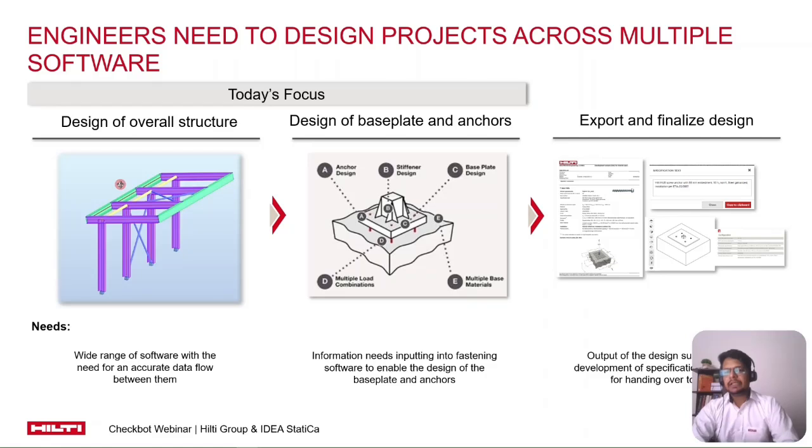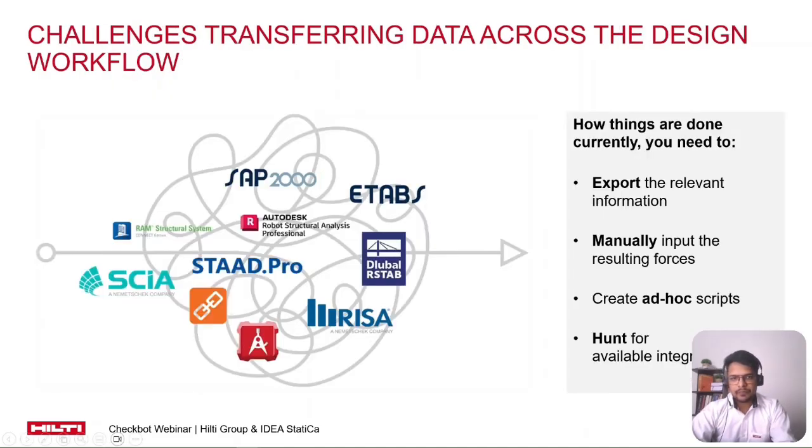And the main need here is to make sure there is an accurate data transfer from one software to another software. Lastly, once all the elements have been designed, there is a need to consolidate all the specifications and documentation. It is crucial to make sure that the information handed over is accurate, as this will have an implication on what gets executed on the site. Overall, there is a clear need to make sure that there is a seamless, accurate data transfer between different software in a design workflow.